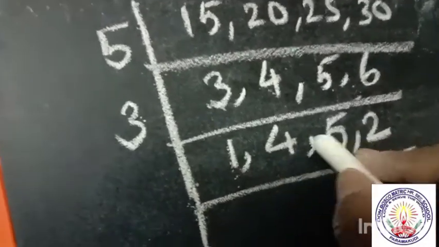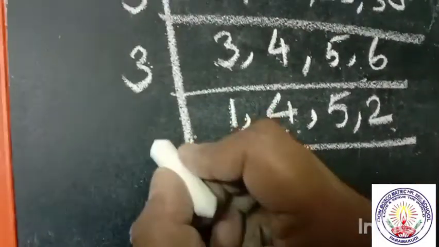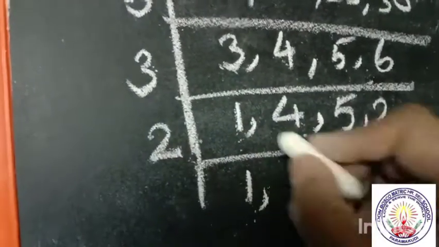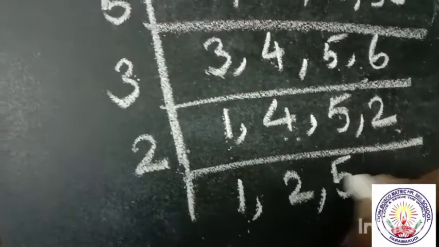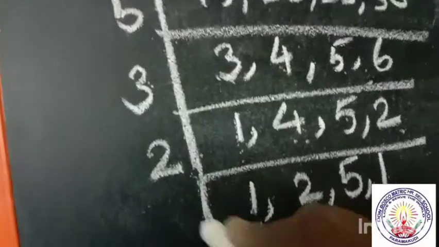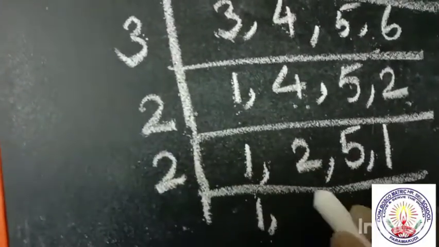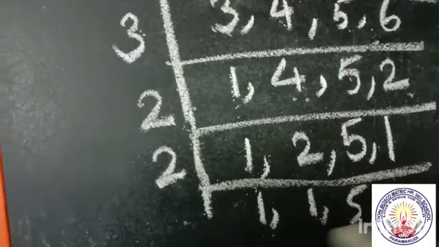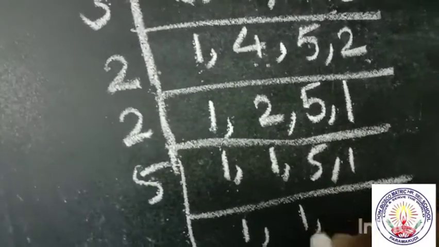Here 4 and 2 are there. Those 2 numbers are divisible by 2. So 2, we just write 1. 2 2s are 4. We just simply write 5. 1 2 is 2. Again 2 is there, so 1 1 2 is 2. 5, 1, 1. Here 5. So 1 1 1 1.